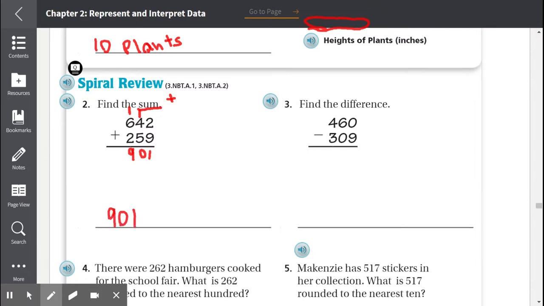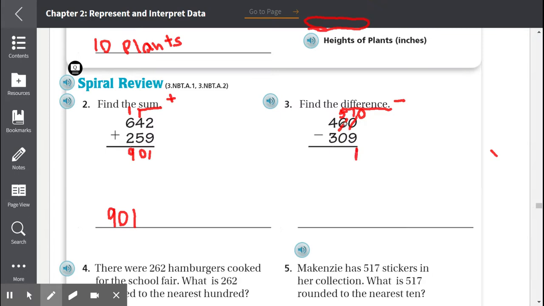Number 3, find the difference. The word difference means the answer to a subtraction problem, so we know we're subtracting. 460 minus 309. We start with the ones place, 0 minus 9. We can't do that. We have to borrow from the tens place. The 0 takes 1 away from the 6. The 6 now becomes a 5. Now this 0 can become a 10. 10 minus 9 equals 1.